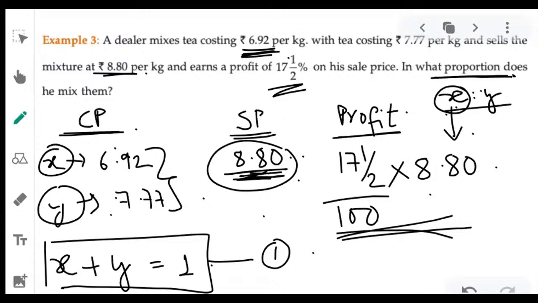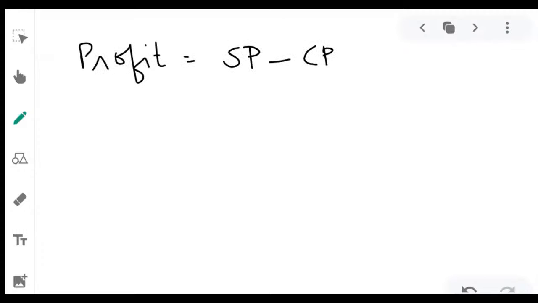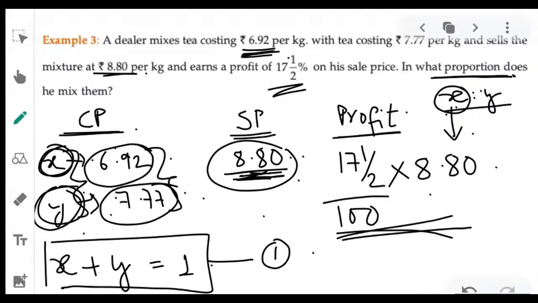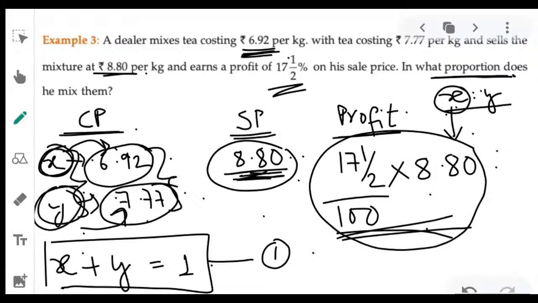Now you're all commerce students. What is the equation of cost price, selling price and profit? Profit is equal to selling price minus cost price. So for cost price, I have 6.92 rupees into X plus 7.77 rupees into Y, because we don't know what these proportions are yet. So we don't know how much amount is 6.92 and how much amount is 7.77. This is my profit. Can you simplify this and give me a small number?